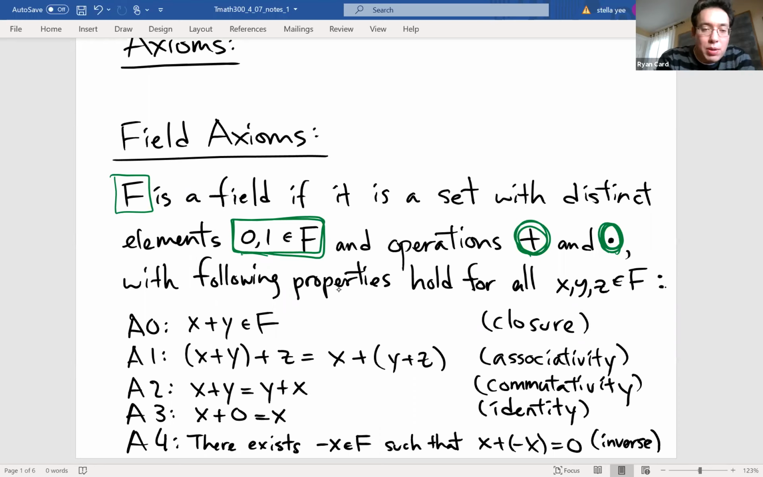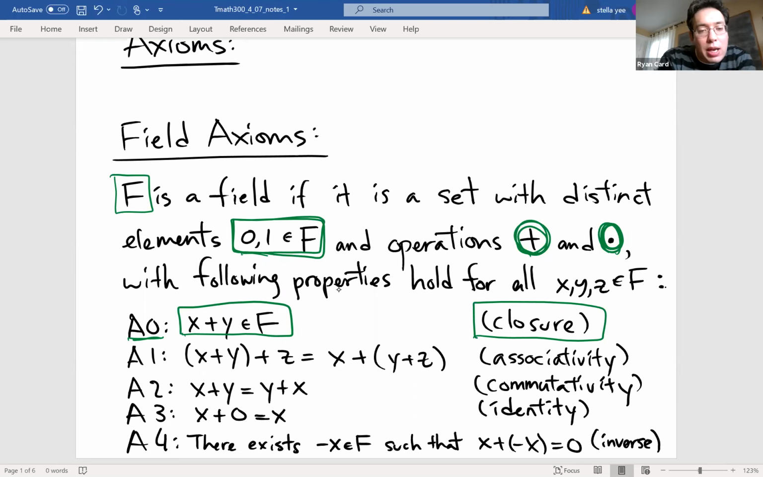So the first, or the 0th, axiom for the addition is that if you take two elements in the field and you add them together, you'll get another element in the field. So that's what's called closure under addition. So if you add two elements, you'll get something else in that set. And that's what it means to be additively closed.